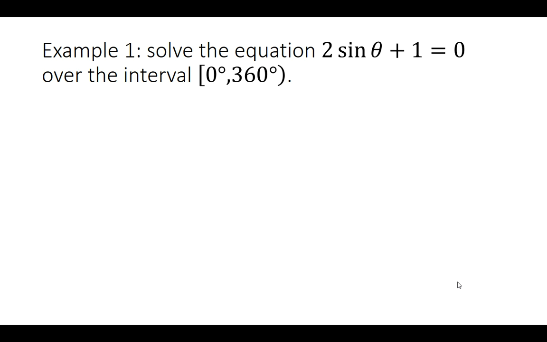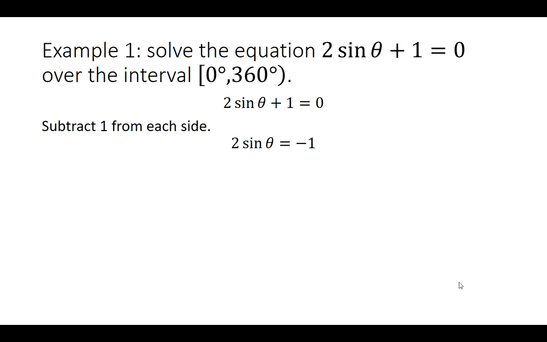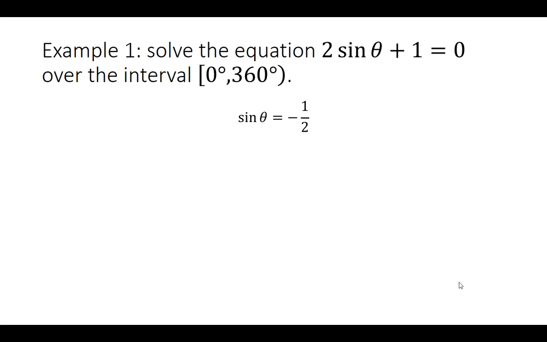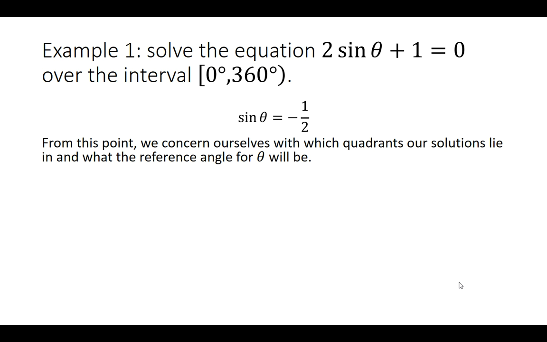First steps are going to be pretty obvious. We need to get sine theta alone. So we're going to subtract 1 from each side and divide both sides by 2. Once we get to this point, we have sine theta equals negative 1/2. We're now going to consider quadrants of our solution and a reference angle to our solution. We work with them independently.